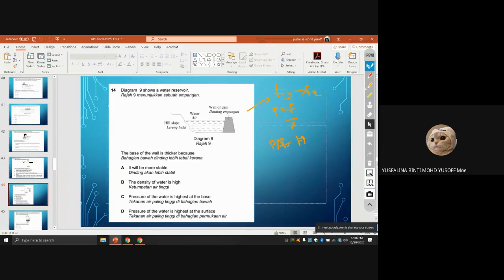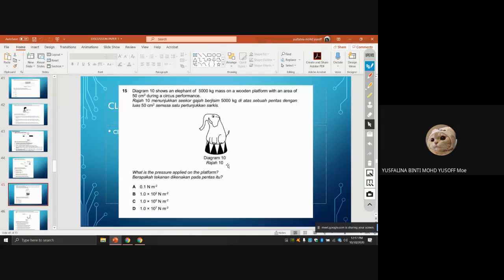Okay, next one, diagram 9 shows a dam, and the base of the wall is thicker. Why is this part bigger? Because the pressure of the water is highest at the base, because the depth is higher compared to here, right? So the answer should be C. Okay, number 14 is C.